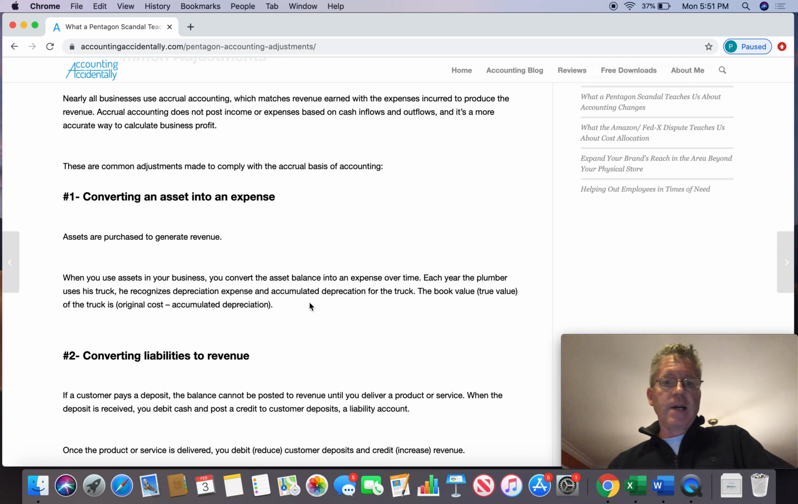When you use assets in your business, you convert an asset balance into an expense over time. Each year the plumber uses his truck, he recognizes depreciation expense and accumulated depreciation for his truck. If you want to know what the asset is worth today, the book value or the true value is the cost of the truck, the original cost less accumulated depreciation. So posting depreciation expense, common adjustment.